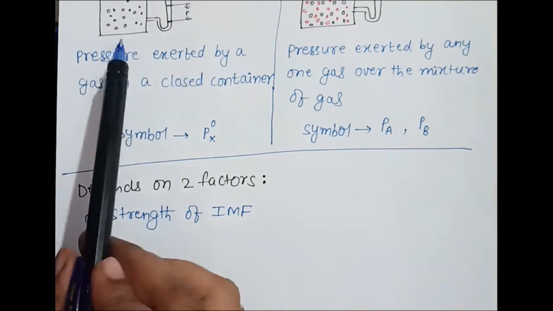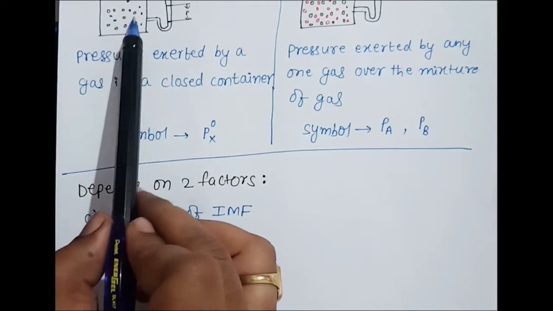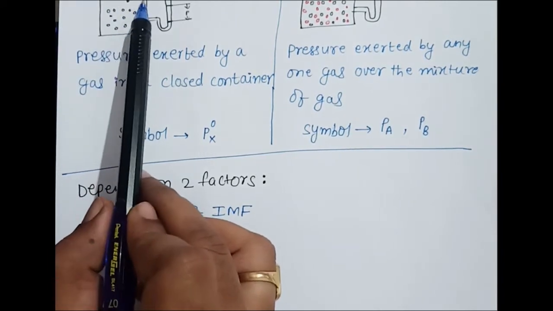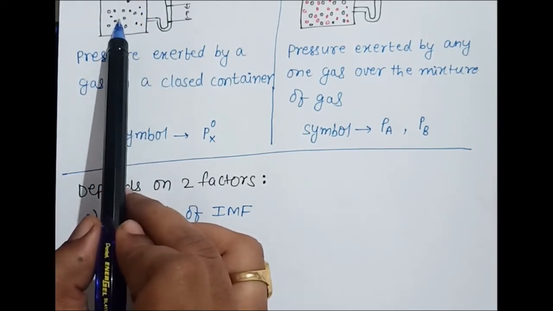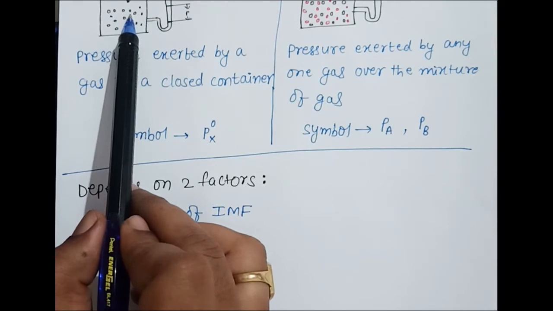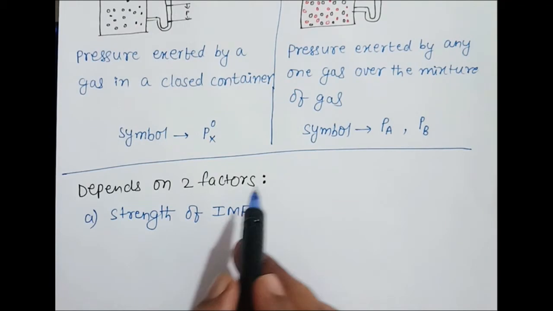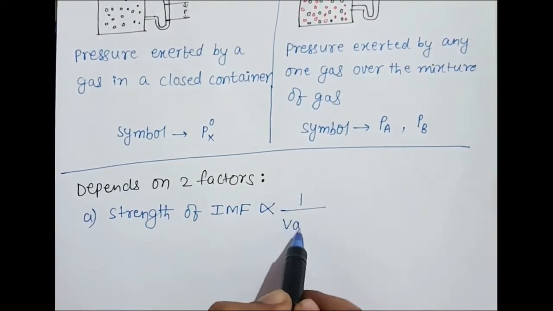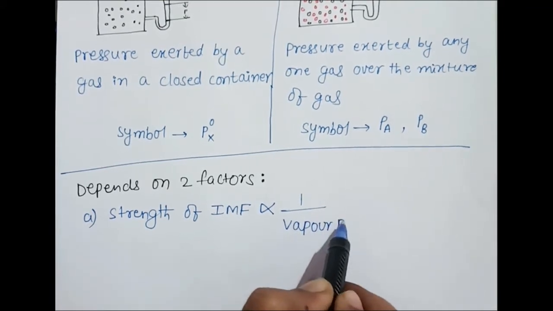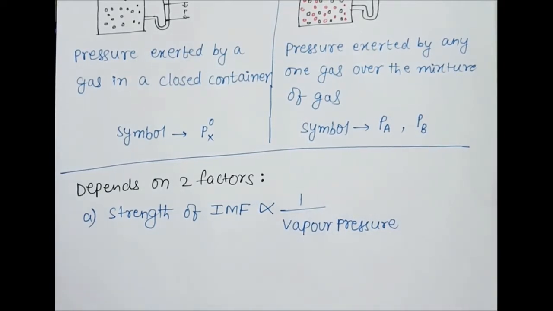Just think, suppose the intermolecular force is weak, then gas molecules can move very freely and will create high pressure on the walls. If the intermolecular force is more, then gas molecules cannot move freely, and the pressure will be less. Which means intermolecular force and vapor pressure are inversely proportional. This is the relation between intermolecular force and vapor pressure.